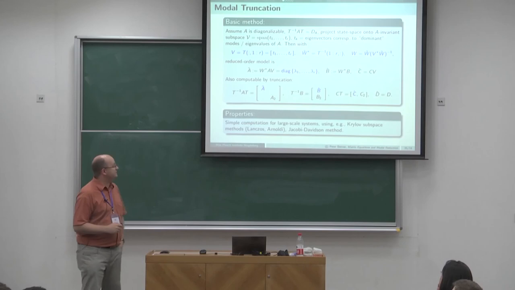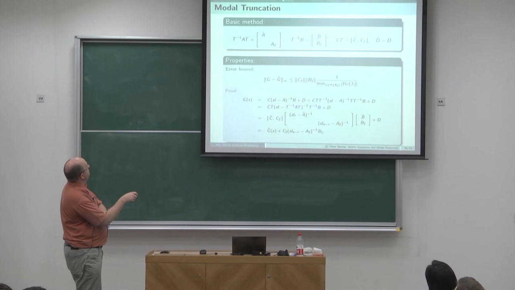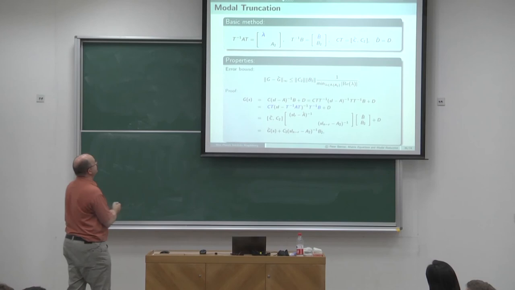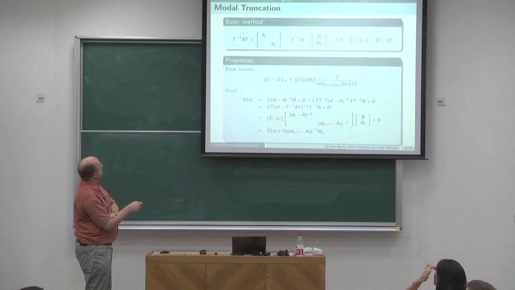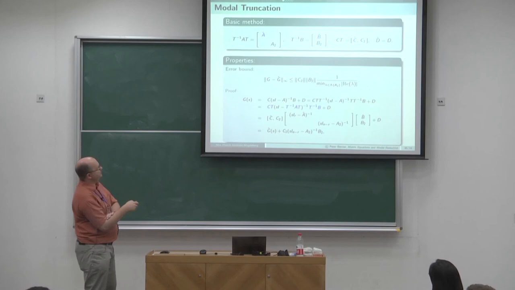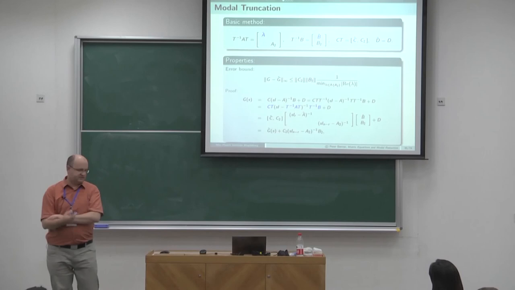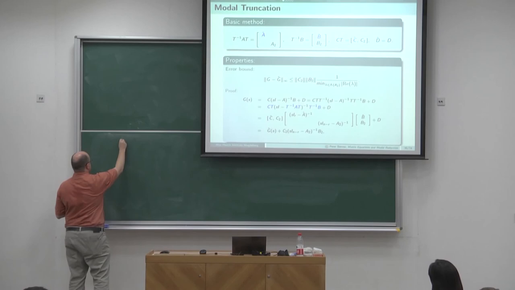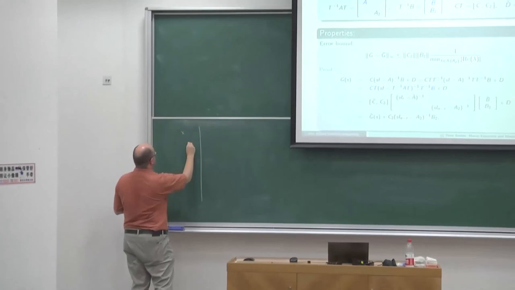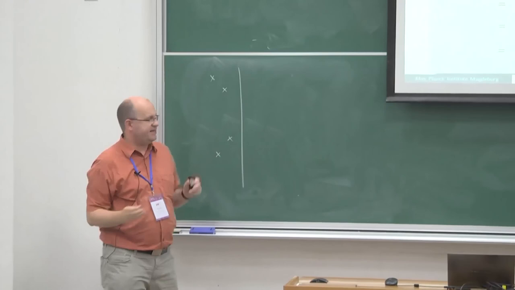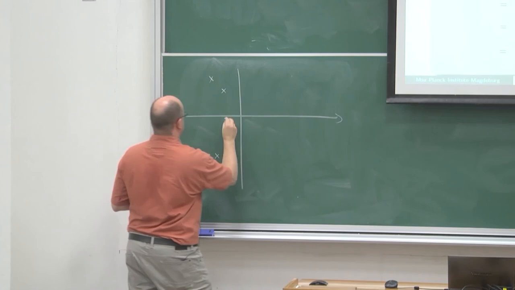As I already mentioned, the block diagonalization allows you to easily derive an error bound. In the H infinity norm, the error is bounded by the 2-norm, the spectral norm, of the block C2 that you skip, the spectral norm of the block B2 that you discard, and 1 over the minimum distance of the eigenvalues to the imaginary axis. Without going into the proof, what you have here are the eigenvalues of your full order system, in the stable case again, say, and here's the real axis.